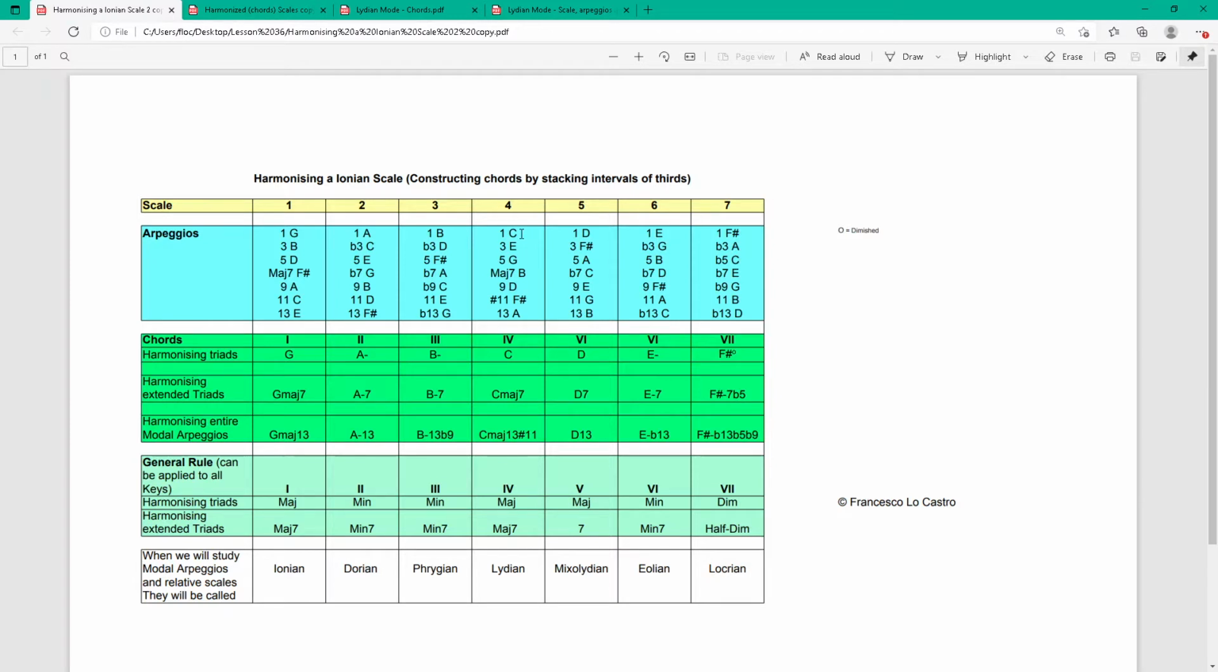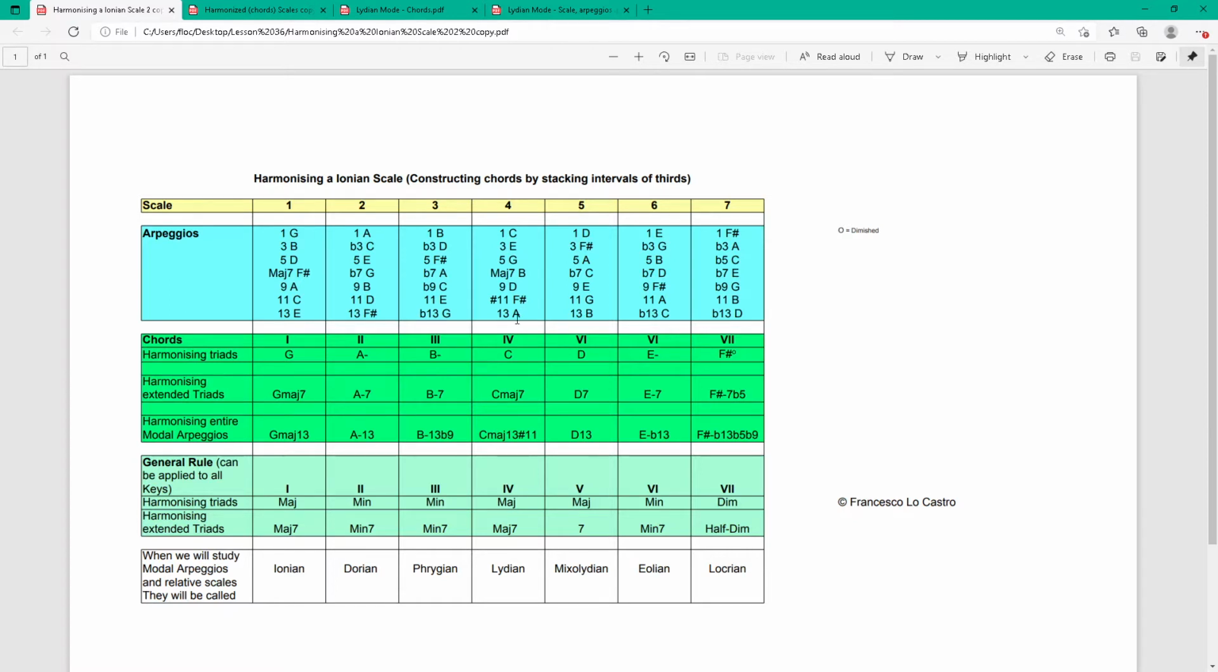As you notice, again, this vertical structure, this arpeggio here, is basically the scale, but spelled in intervals of thirds. In other words, let's look at this from the point of view of G, okay? The scale is G, A, B, C, D, E, F sharp. And that's like 1, 2, 3, 4, 5, 6, 7.